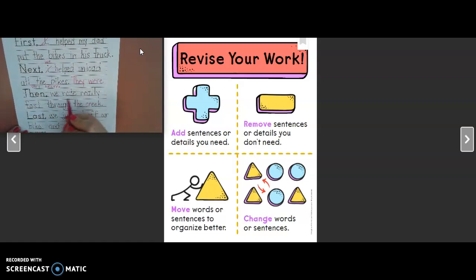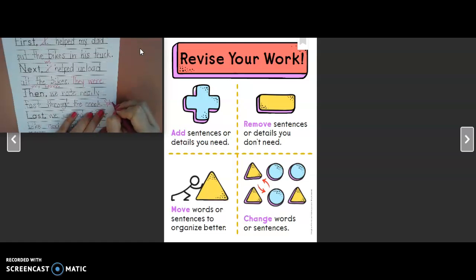Then we rode really fast through the creek. We really did. And you know what happened when we did that? We made the biggest splashes because we were going so fast. I wonder if I could add the word splash in there. Then we rode really fast through the creek, maybe even just over here, and just put splash.